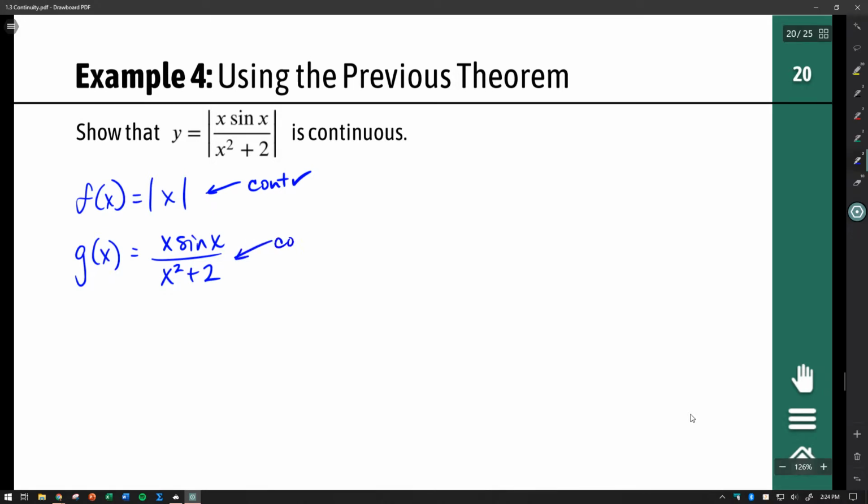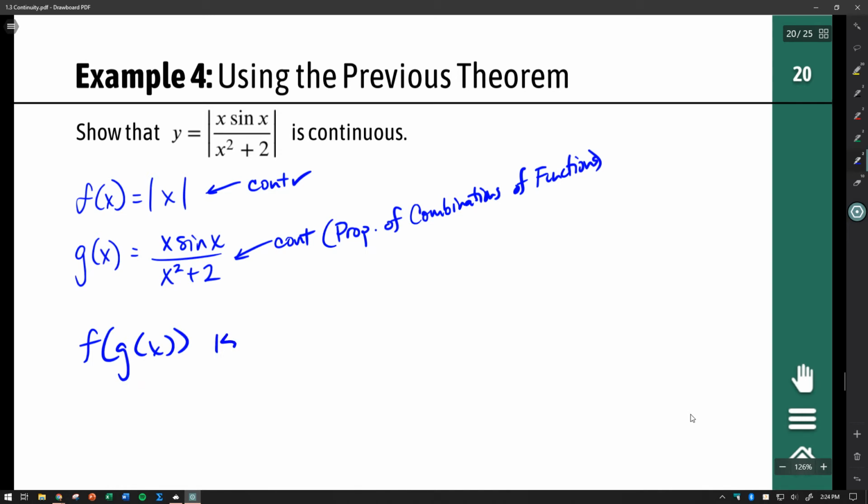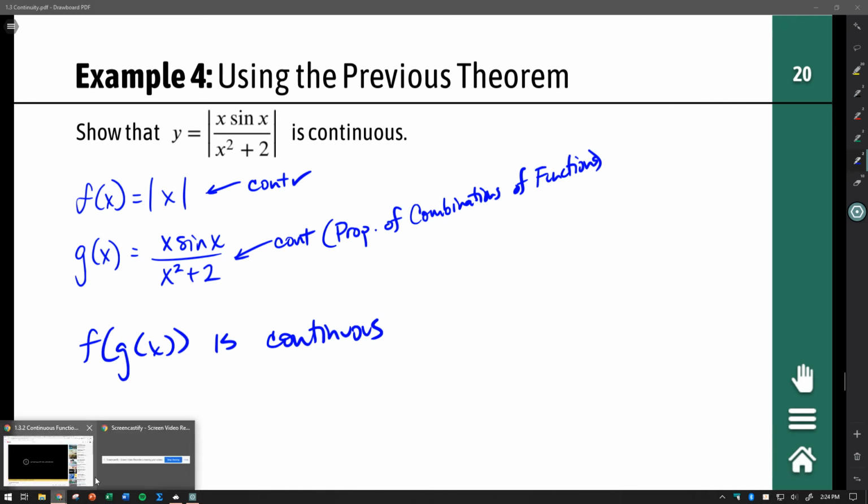And this is continuous by the properties of combinations of functions from 1.3.3. So now we have a composition f of g of x. F of g of x is continuous. And that's everything for 1.3.3 and 1.3.4.